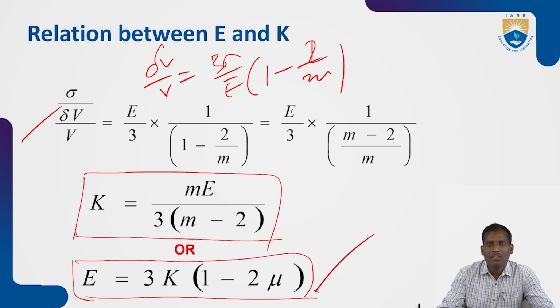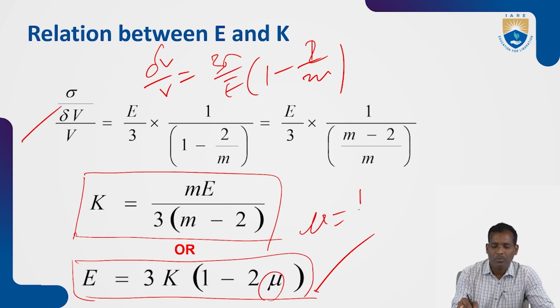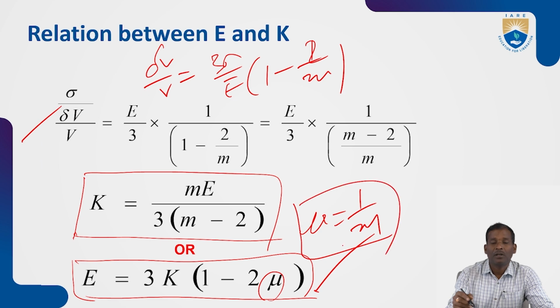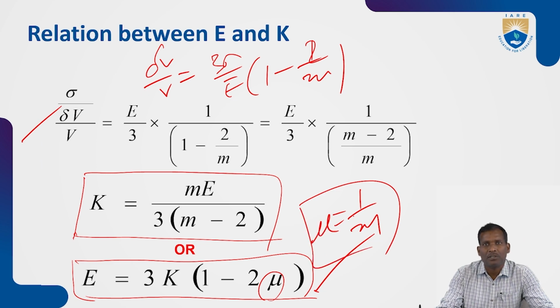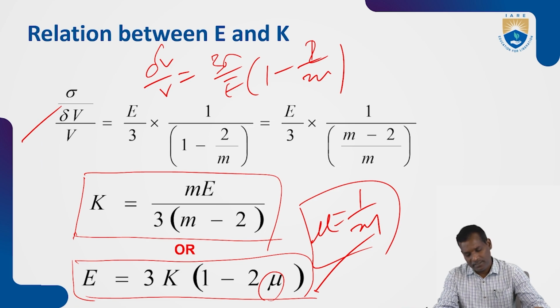You have seen in previous slides the relation between E and C, and now in this slide you have derived E is equal to 3K into 1 minus 2 mu. What is mu here? Mu is equal to Poisson's ratio, that is in place of 1 by M. You can use the letter mu for Poisson's ratio. So this is the relation between E and K.